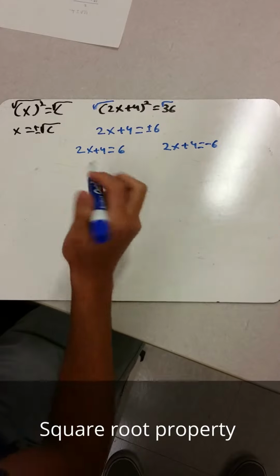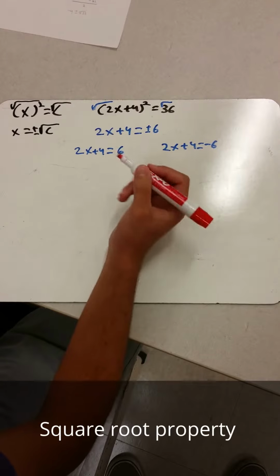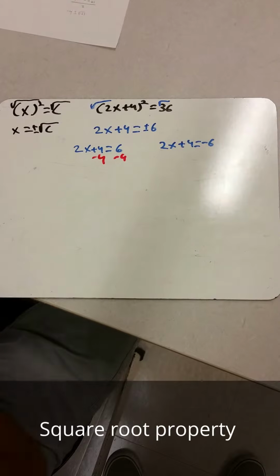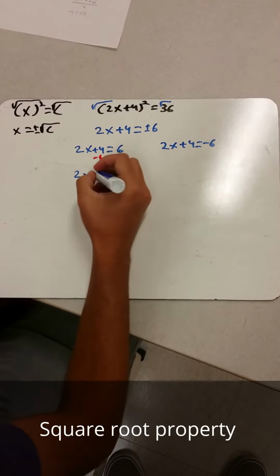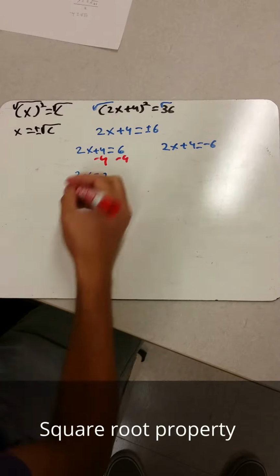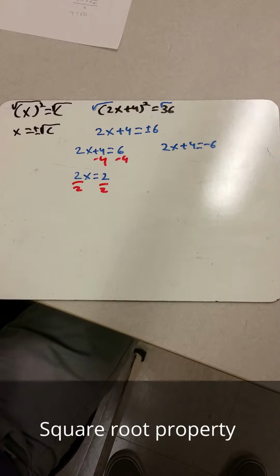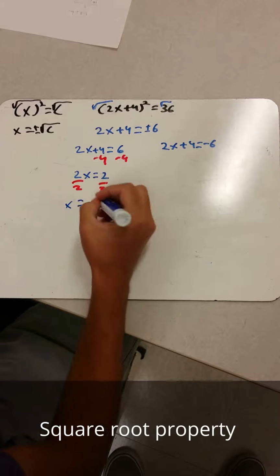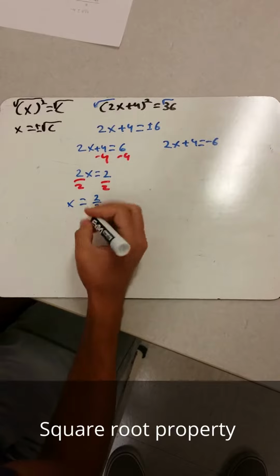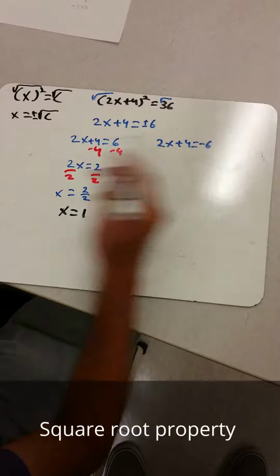So let me start with the positive answer first. I just need to get x on one side of the equation. So I subtract 4 on both sides, and then I get 2x = 2, and then I just divide by 2, and I get x = 2/2, which is equal to 1. But that's just one of our two answers, because now we have to solve the other side.